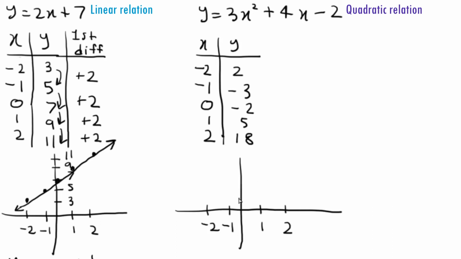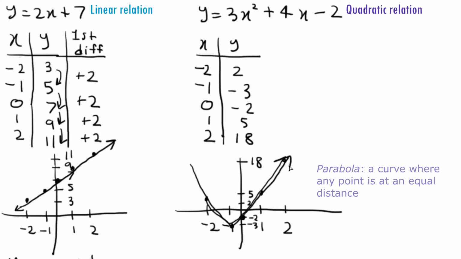We're going to have our 5 around here, 2 around there, 18 around there, not to scale again, -2, -3, and we're going to have -2, 2. I'm now plotting the points: (-1, -3), (0, -2), (1, 5), and (2, 18). So it looks like a little bit of a curve. And that's correct. This is our parabola.